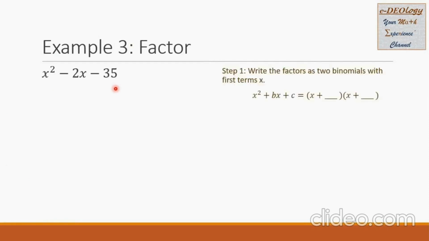Let us have example 3. Factor the trinomial x squared minus 2x minus 35. Step 1. Write the factors as two binomials with first terms x. So here it is, (x plus blank) times (x plus blank).